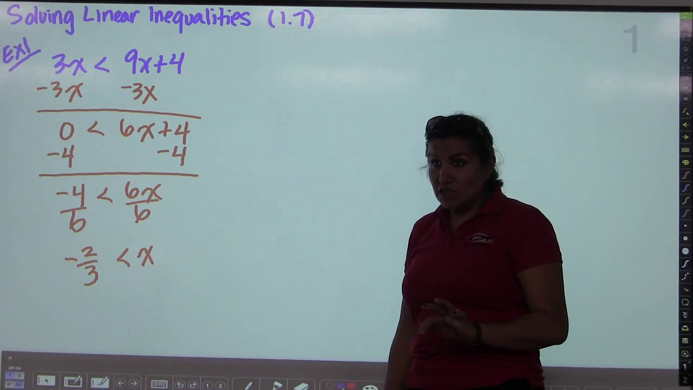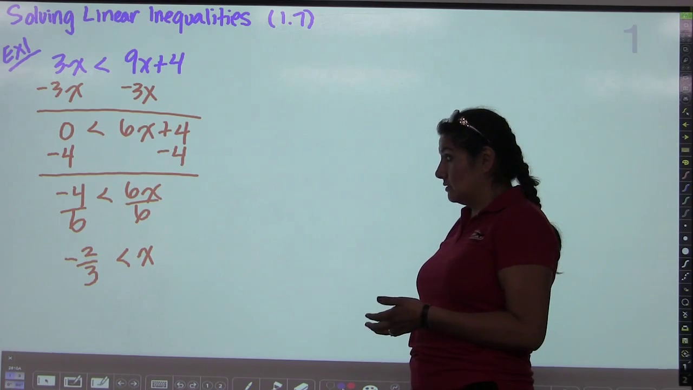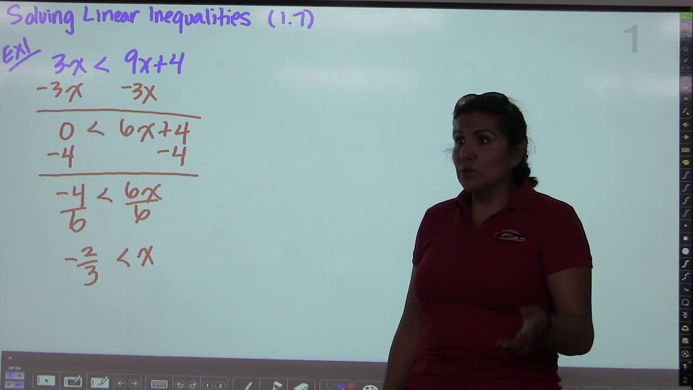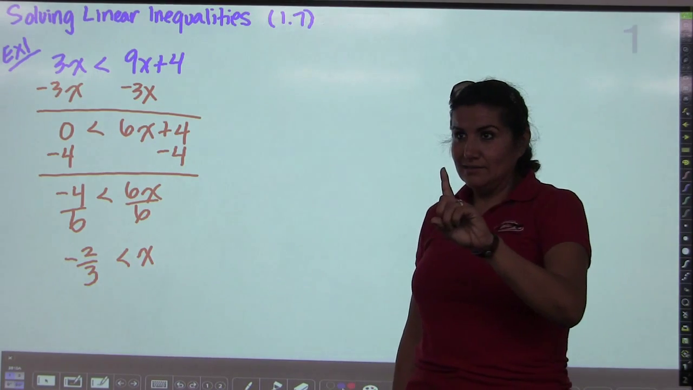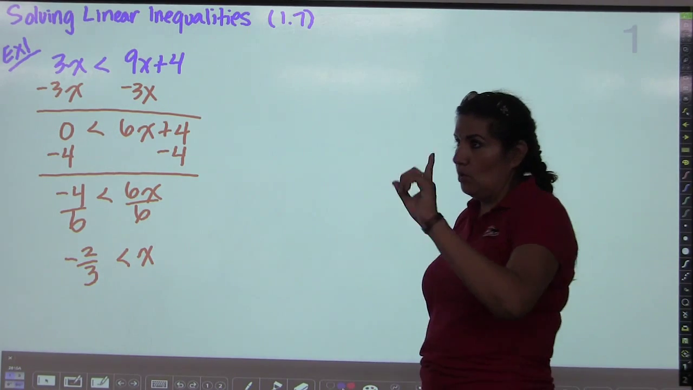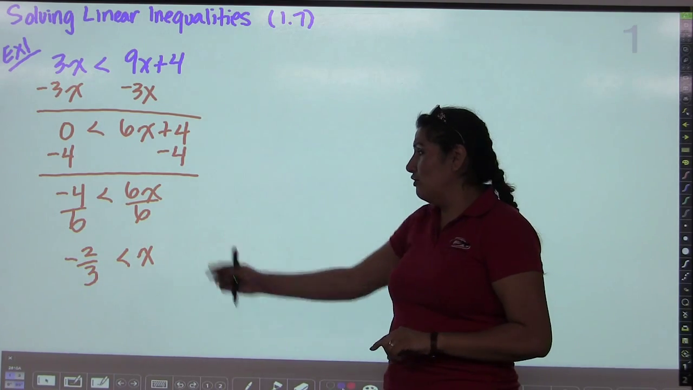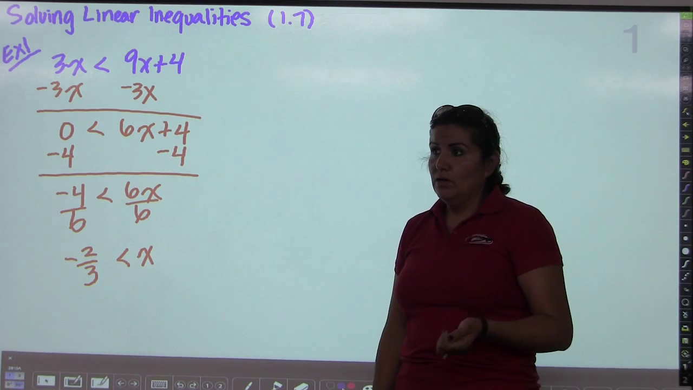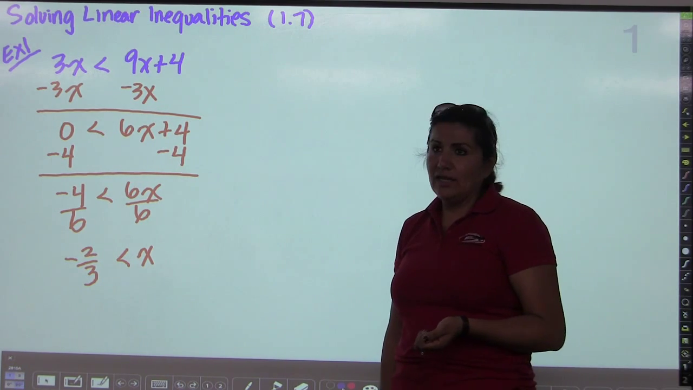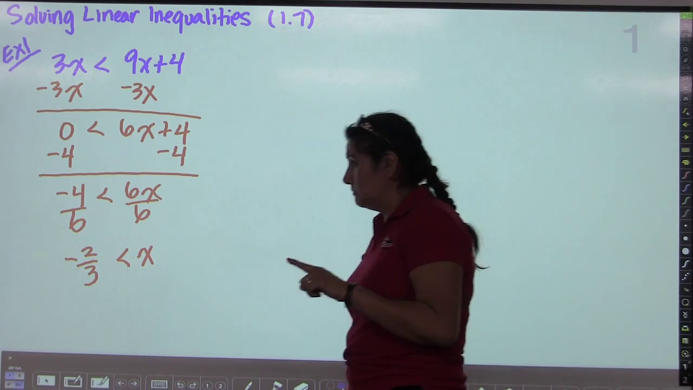But if it was an equation, it would say the same thing. It would just say negative 2/3 equals x. And how many numbers actually equal negative 2/3? 1. Finite. Countable number of solutions. You get one solution. How many numbers are less than, or sorry, greater than negative 2/3 in this case? An infinite number of numbers are greater than negative 2/3. Do you see what I'm saying? That's the difference between inequalities and equations.